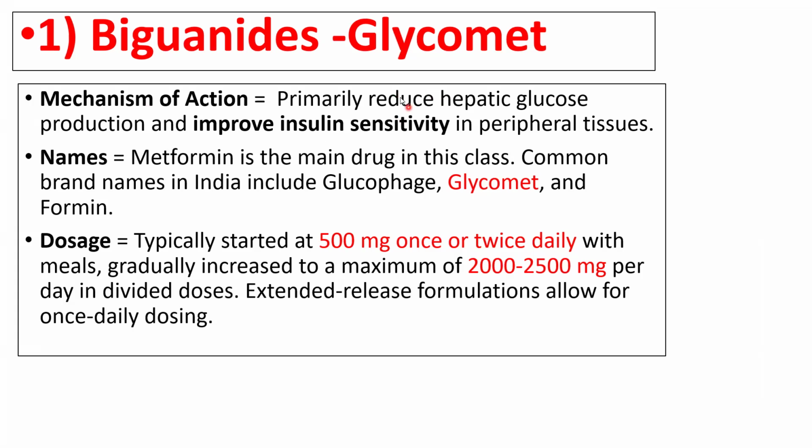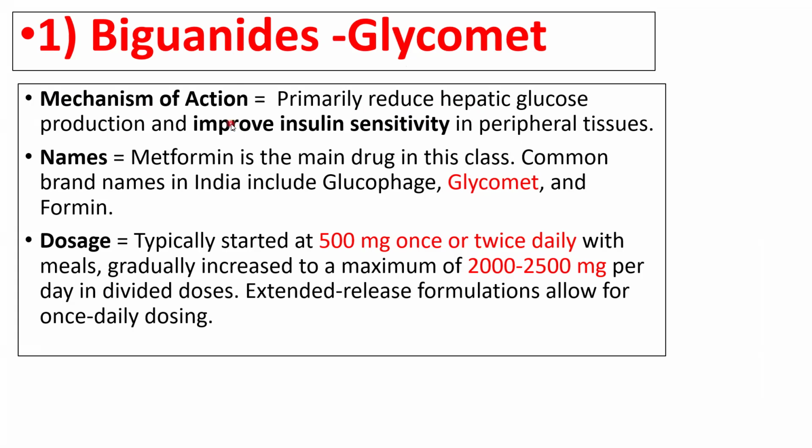And sometimes that glycogen is again converted to glucose, blood glucose, of course. But that cannot happen because of the biguanides. It stops the liver and says, no, we don't require your help right now. We don't want the liver to convert any type of material into sugar. So that production is being reduced by biguanide, glycomet tablet.